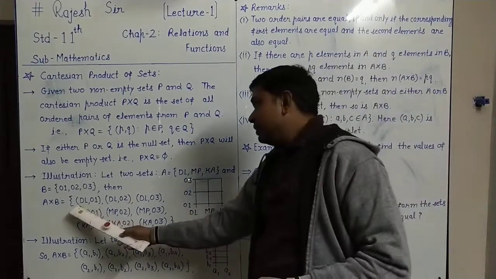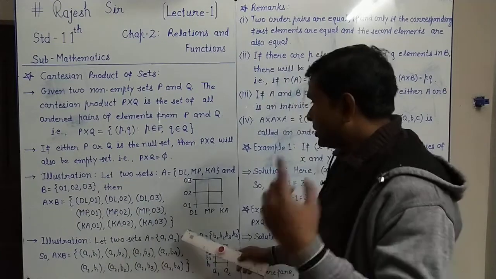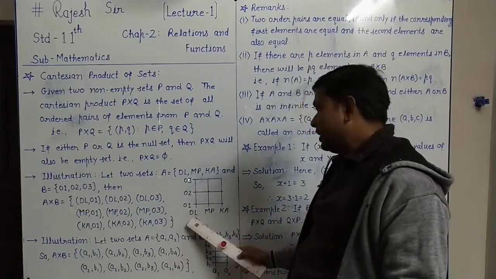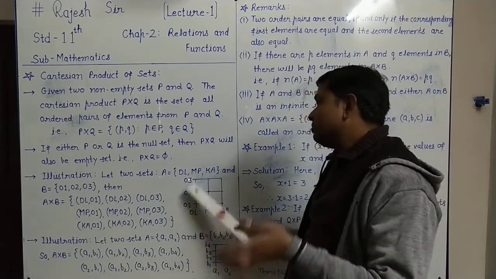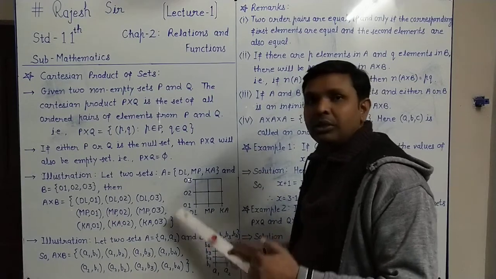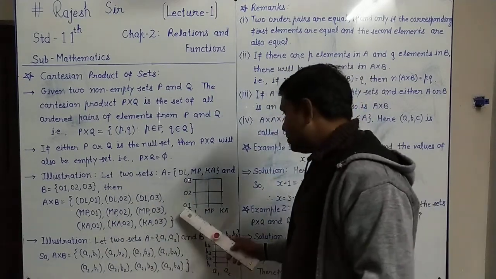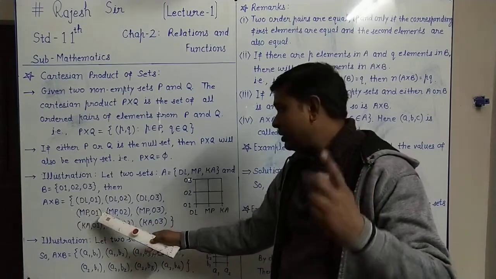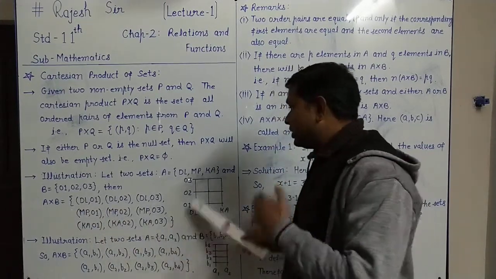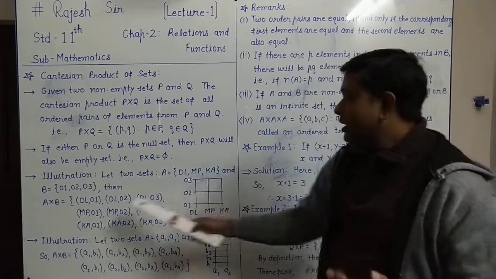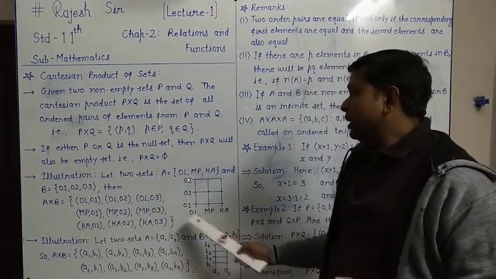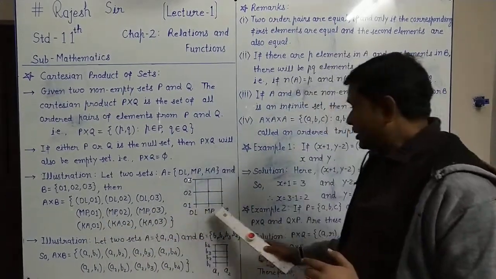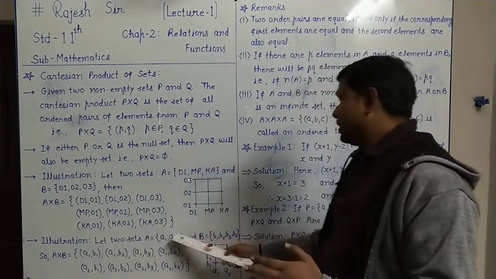So we have made A cross B equals: starting with the first element DL and all the pairs from DL to all the elements of B, that is 01, 02, 03, that is DL01, the first ordered pair, DL02, DL03. Then from MP, MP01, MP02, MP03. Then KA01, KA02, KA03.